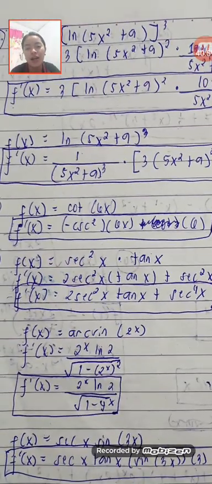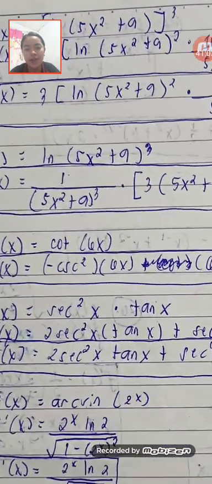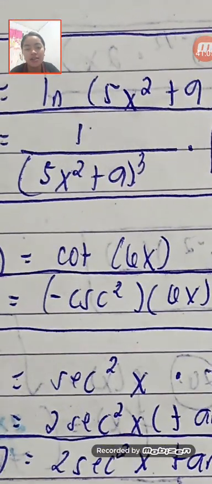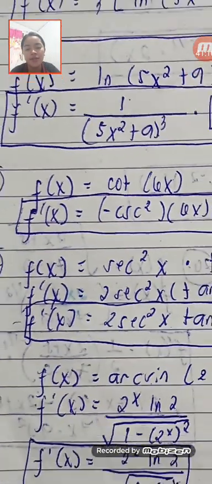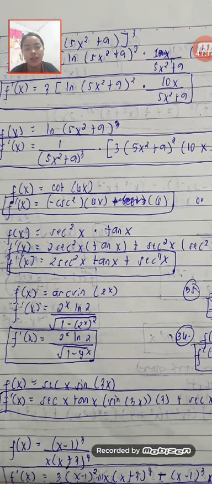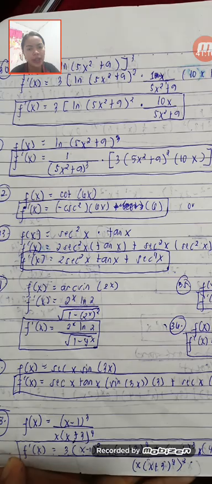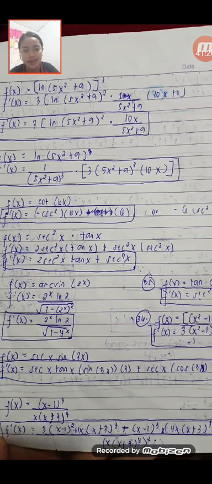I'm sorry for this erasure because I also made a mistake in answering this one. I forgot that it is chain, not multiplication, because there is no parenthesis here. That's why we need to be careful in answering the derivatives. We need to identify first whether we will use the chain, the product, or the quotient rule. That's why you really need to understand what function has been given.